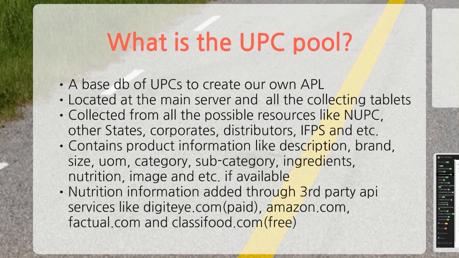And the UPC pool contains product information like the basic information: description, brand, size, unit of measure, category and subcategory, ingredients and nutrition information, and even an image, if those are available. Especially the nutrition and ingredient information was added through a third-party API service, which is digiti.com. It's a paid service.